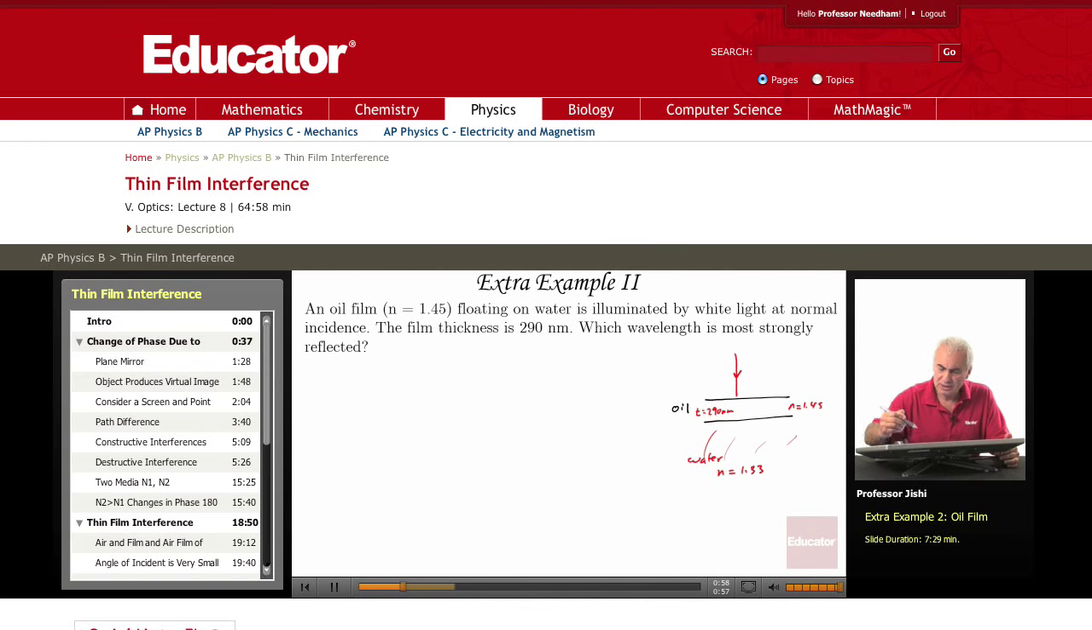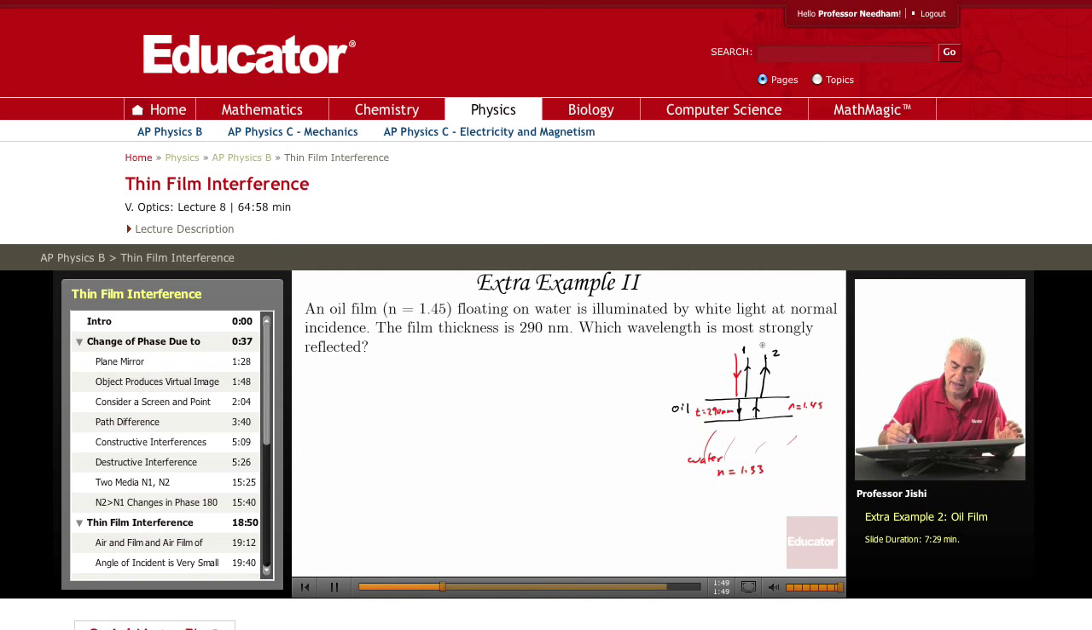Of course, what happens is you get some reflection first and some transmission. Now, light is transmitted, but then it's reflected and then transmitted again. So this is wave one, and here's wave two. Wave one simply strikes the oil and is reflected right away. Wave two travels in the oil film, is reflected and then transmitted.